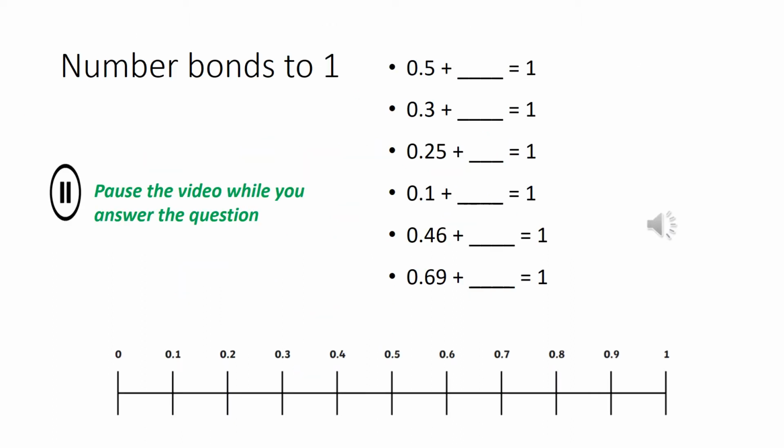Your starter today is looking at number bonds to 1. You may want to use the number line below to help you. Remember that each of the intervals, the value is 1/10, 0.1. So have a think and fill in the gaps. So 0.5 add what equals 1, etc. Pause the video while you answer the question.